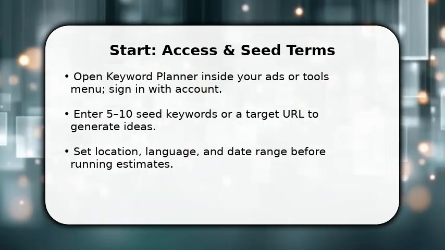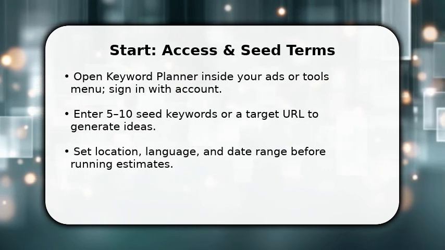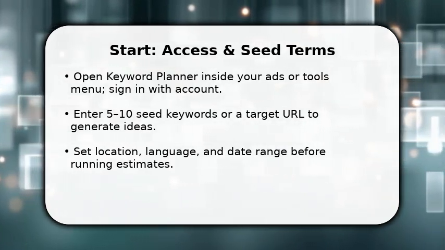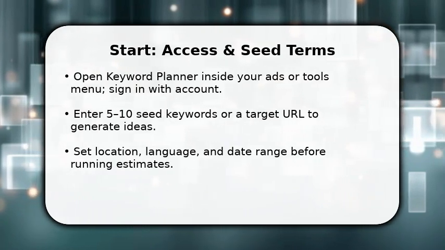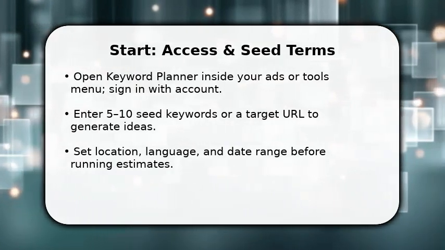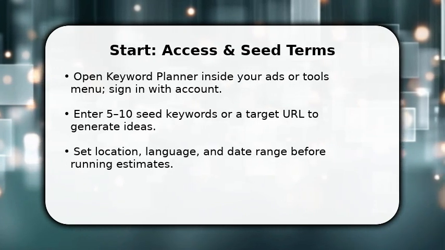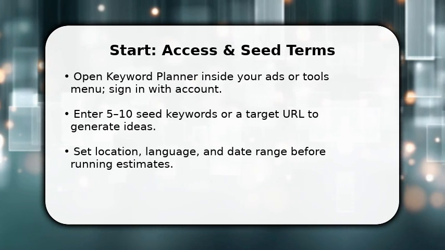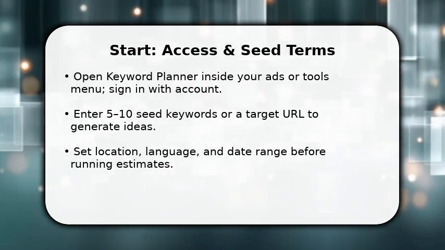You begin by opening Keyword Planner and signing in. This gives you forecasting and volume data. Enter 5 to 10 seed keywords or paste a competitor URL so the tool has a starting set. Once done, immediately set location, language, and a date range to match your market. Those filters change volume estimates and trends.